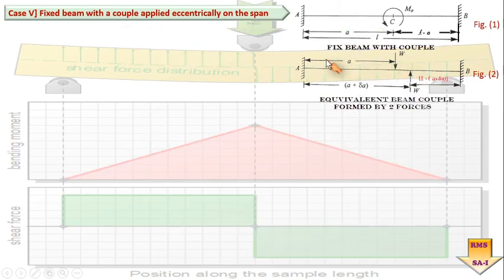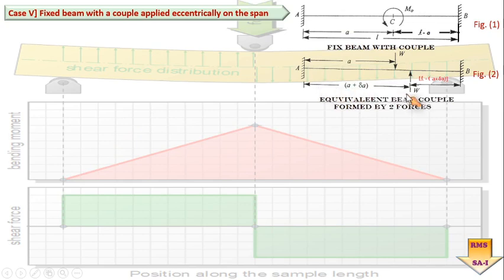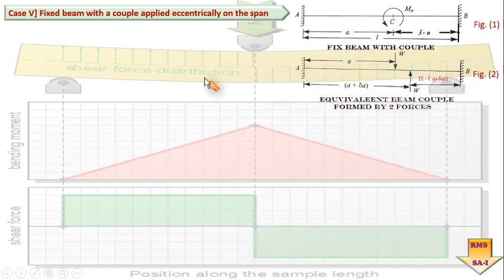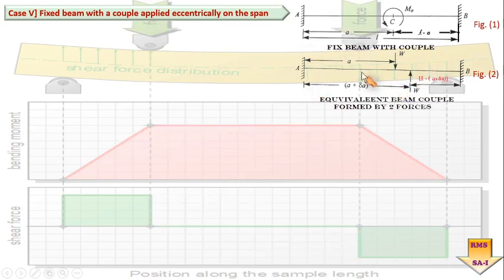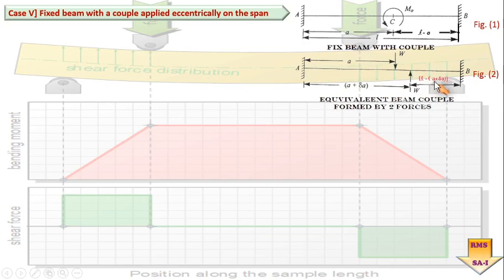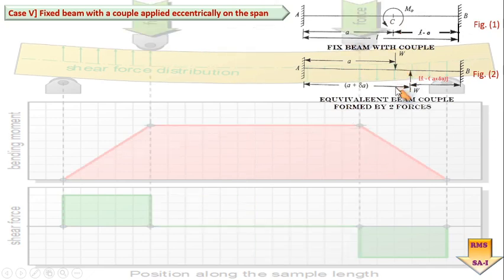So the first load is acting at a distance of A, and the second is acting at a distance of A plus delta A, whereas the remaining distance, if the total length is L and this is A plus delta A, will be L minus (A plus delta A). So this is how we have converted a couple system into a two-point load system.